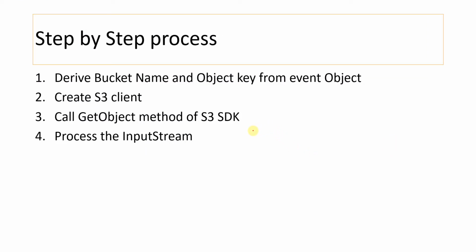So the step-by-step process would be like this. You derive bucket name and object key from the event object, as I explained in the previous slide.